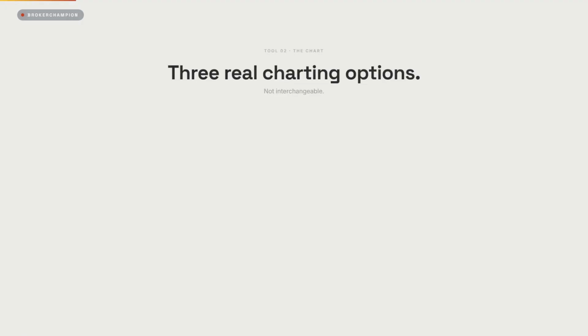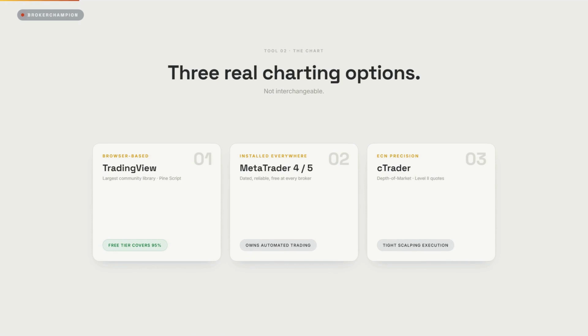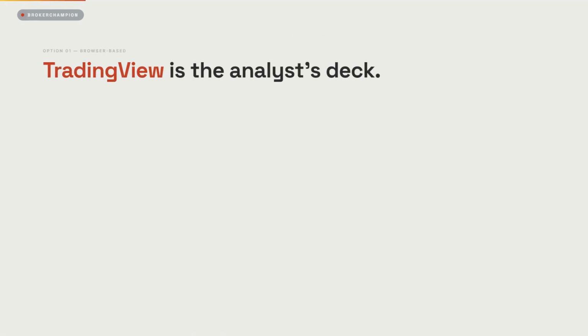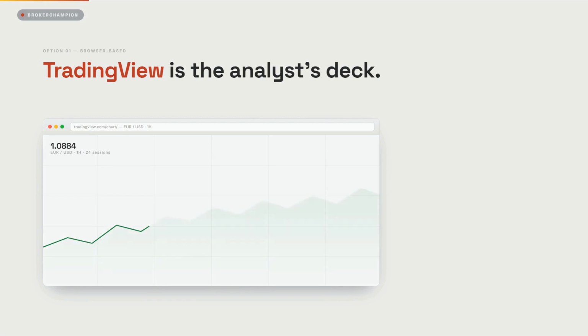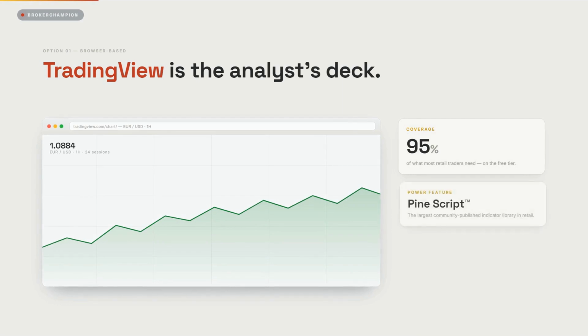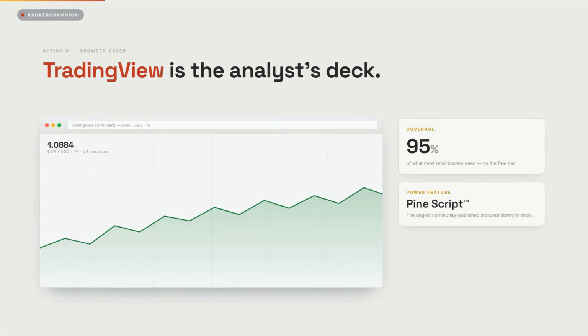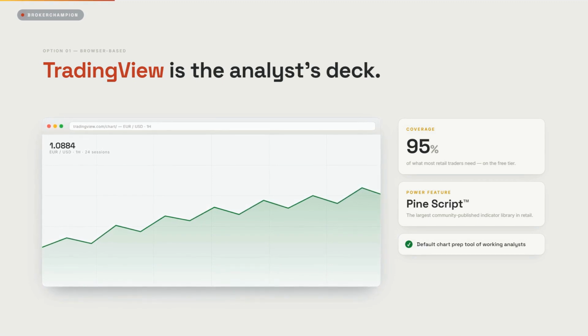That handles the venue. The next decision is what you actually look at, your charting platform. 3 real options for retail: TradingView, MetaTrader 4 or 5, and cTrader. They're not interchangeable. TradingView is browser-based, cross-asset with the largest community indicator library in retail. PineScript lets anyone publish a custom study. The free tier covers about 95% of what most traders need. Most working analysts use it for chart prep, even when they execute somewhere else.